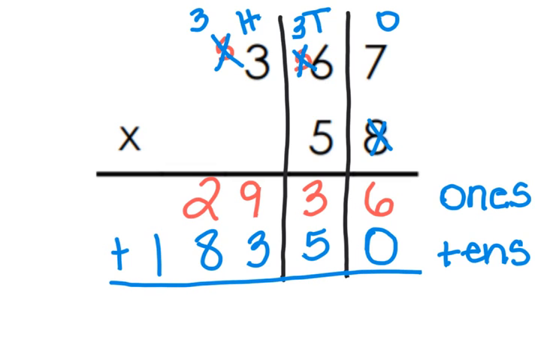Now I'm going to add. 6, 8, 9 and 3 is 12, 8, 9, 10, 11. Regroup. So my answer is 21,286.